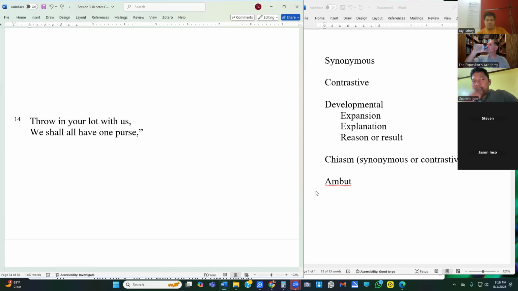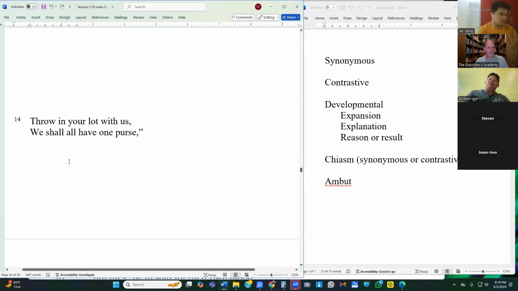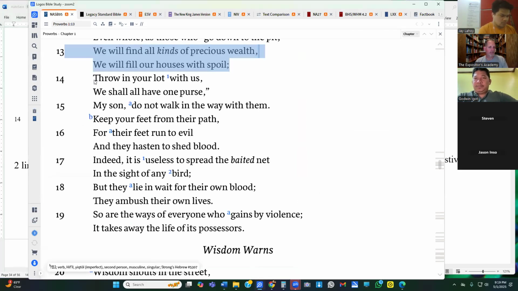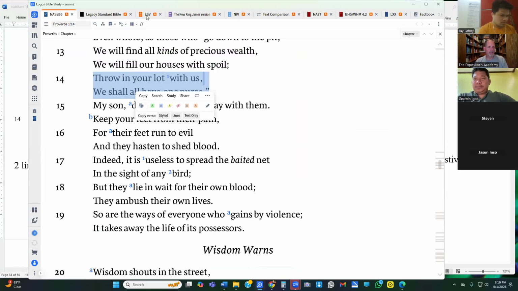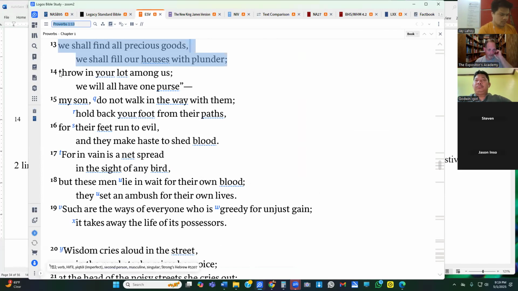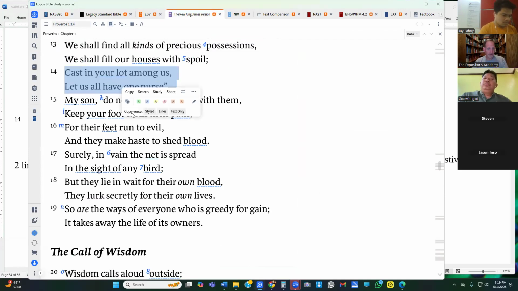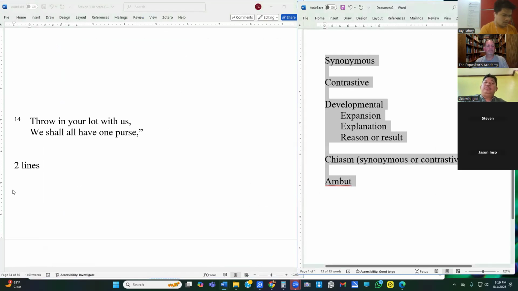Throw in your lot with us. We shall all have one purse. 2 lines, but I'm not sure with the other translation. Yeah, I'll look that up for you real quick just to confirm. Verse 14, New American Standard, 2 lines. ESV, 2 lines. New King James, 2 lines. So we're good there.